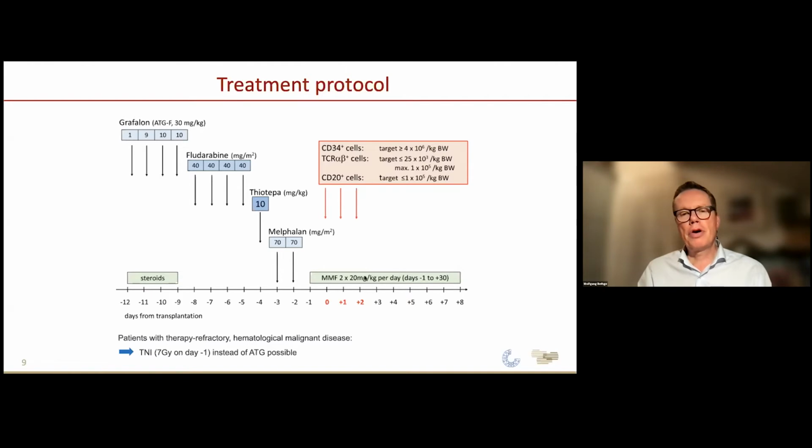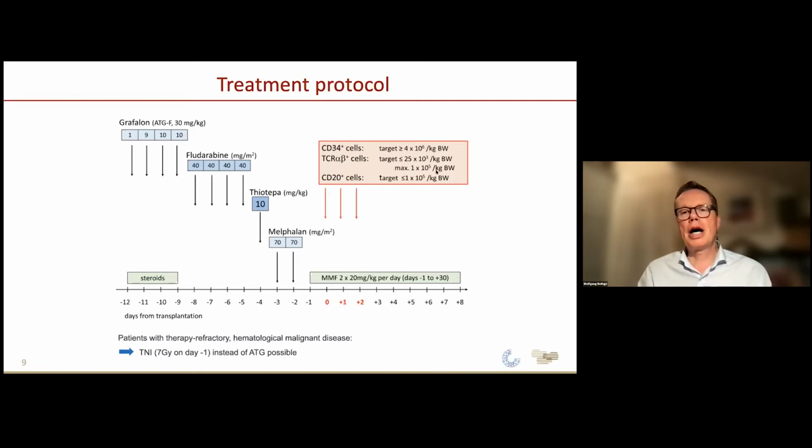The graft was followed by a short course of MMF for a total of 30 days, which was based on our earlier experience in the CD3, CD19 setting, where we saw that we see some early GVHD if we drop immunosuppression completely. And we can talk later on about whether this is actually necessary with this protocol.